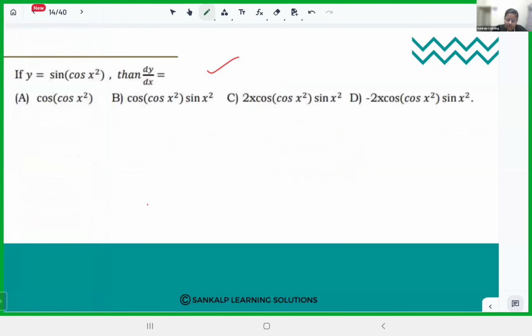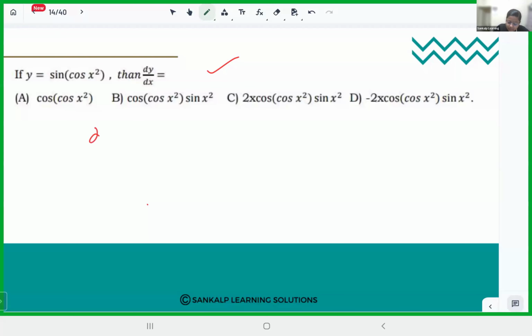Now, this is the third one. Y equal to sine of cos x square. And what is dy by dx? You have to find out dy by dx. Here also it is a composite function. It is a composition of three functions, which are sin x, cos x, and x square, right? So which is the base function here? First, you have to identify the base function. It is sin x, because you can see that in the place of x, there is another function, it is cos x square. So the base function is sin x.